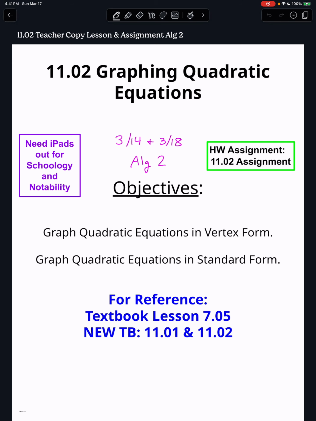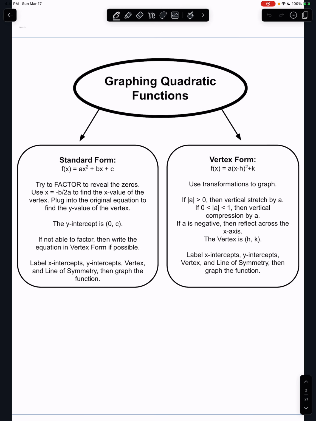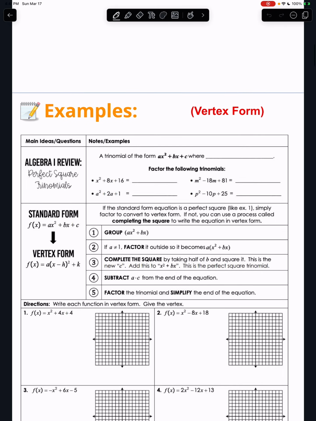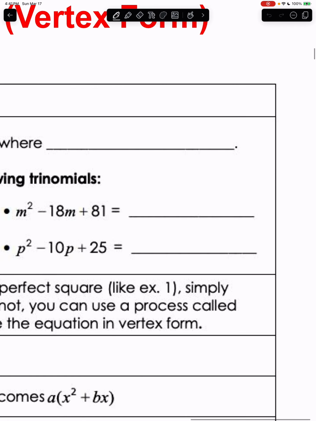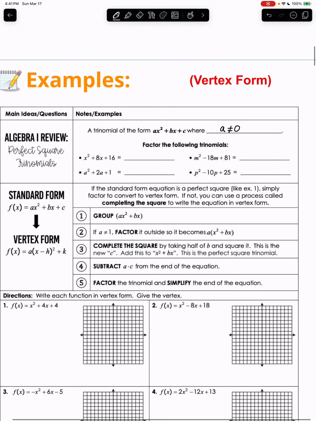Okay, so first part we've got graphing quadratic functions. We're graphing from both types, standard form and vertex form. We're going to go through these. We're going to do about half the problems together and then half the problems on your own. So the first part we're going to fill in: when you have vertex form, this is when you have a cannot be equal to 0. A trinomial. Factor the following trinomials.